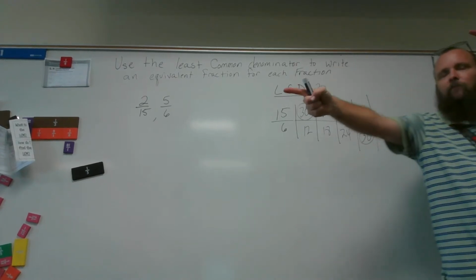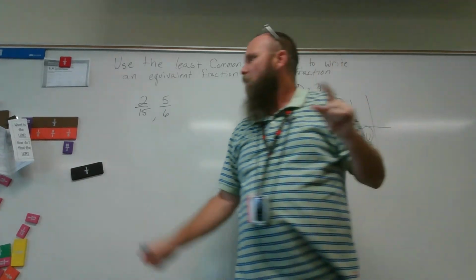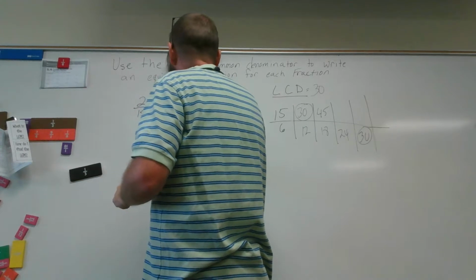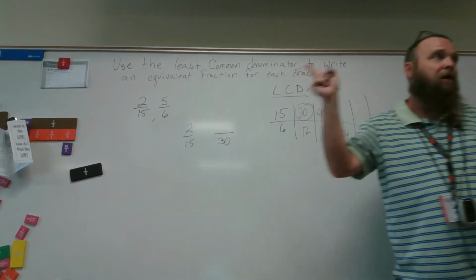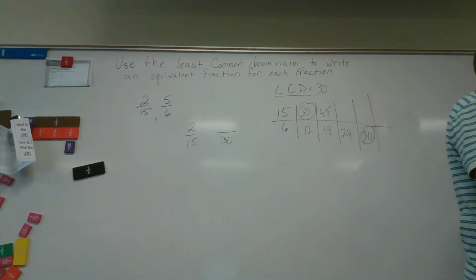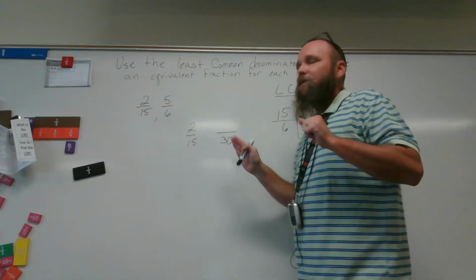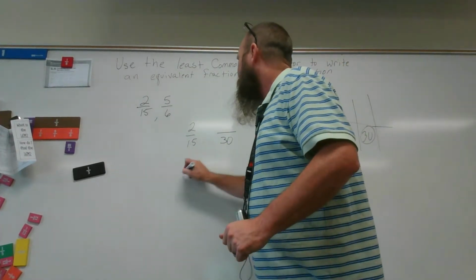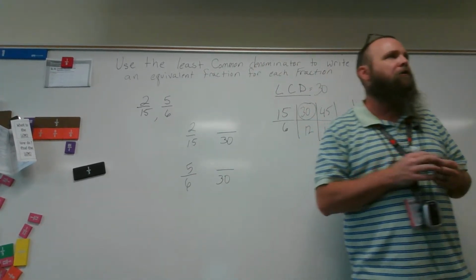With me? Okay. Now, once I have found my least common denominator, I'm going to change each of these fractions to something over 30. Why? Because that's what the directions say. And why? Because when we get to add and subtract fractions, we must have a common denominator. So I'm going to change 2/15 into something over 30 without changing the value. I'm going to change 5/6 into something over 30 without changing the value.